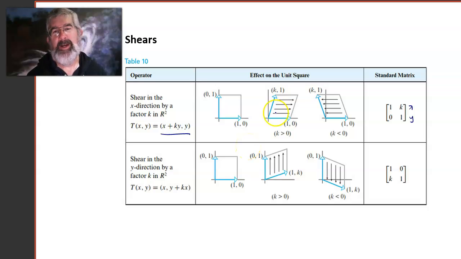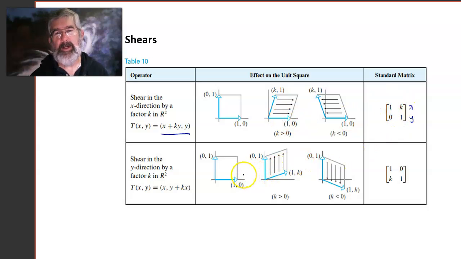Not rotated, because if this was just rotated, the length here would be the same, but this length is actually longer. This vector is longer than it was there. So shears in the x direction look like this.